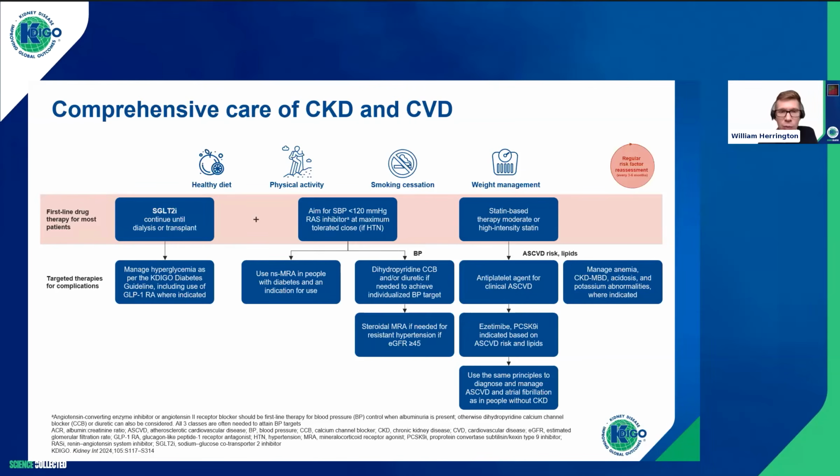There's some nice advice here on which antihypertensives to use in people with diabetes. The dihydropyridines, calcium channel blockers, or a diuretic are preferred. But if you have resistant hypertension, you could trial a steroidal mineralocorticoid receptor antagonist cautiously if their potassium and their GFR are sufficiently high in terms of eGFR and low in terms of potassium.